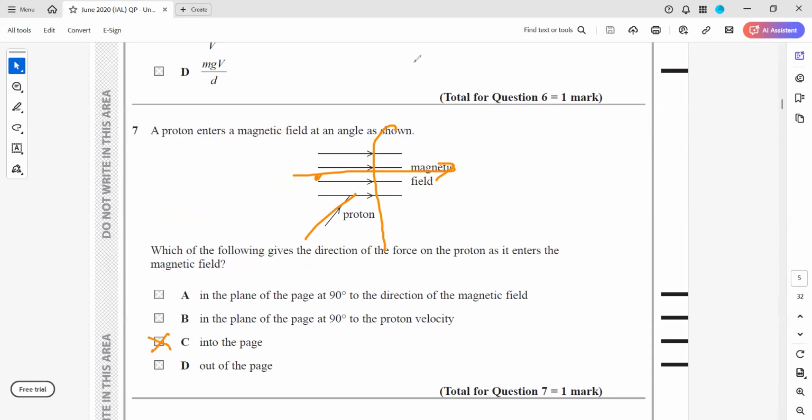Your thumb is pointing into... So how to know that? You will take a component. You take this component, like this is the direction of the proton, your second finger. This is your first finger direction. Work out where your thumb is pointing. You will find your thumb is pointing into the page. Is it clear?